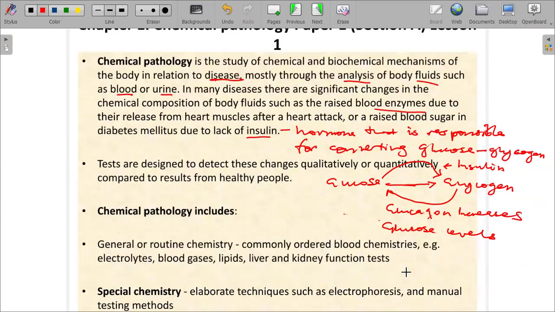So tests are designed to detect these changes qualitatively and quantitatively, and then they are compared to results from healthy people. So what we are saying is that there are tests which can be done with regard to the analysis of body fluids that we are referring to, such as blood and urine. And these tests are quantitatively or qualitatively evaluated, and compared to results of healthy people. So that is what we mean by chemical pathology.